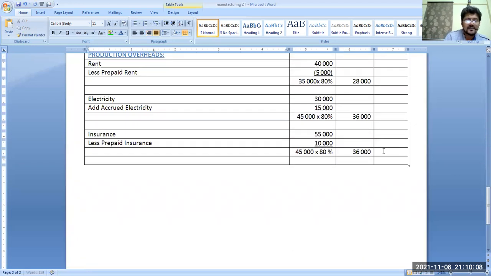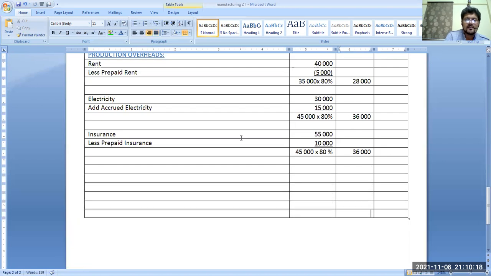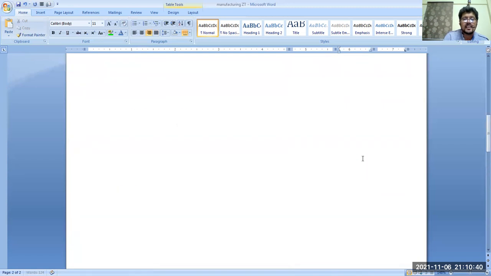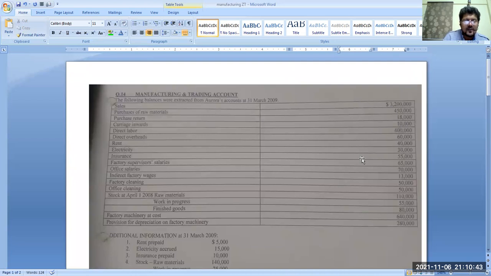So next expense, factory supervisor salary, factory supervisors. Okay. 65,000. Direct report in the second column. Okay. Next is office salaries, we have to leave. Indirect factory wages, 13,000. Okay.